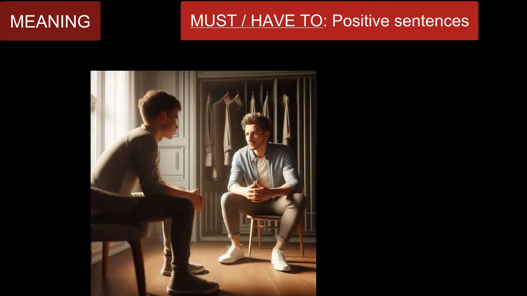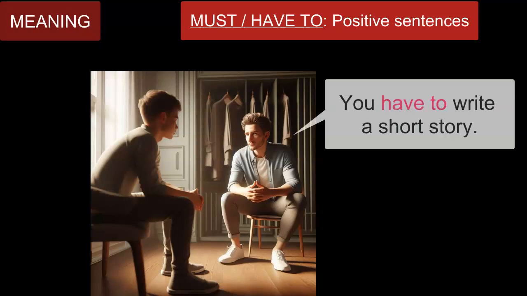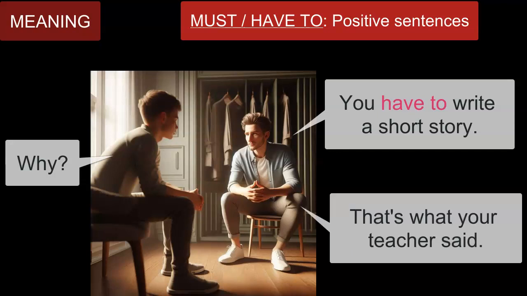Compare it with the following example. You have to write a short story. Why? That's what your teacher said. We use have to for external obligations. In this example, the father is not giving the order. He's just informing his son about what his teacher said.